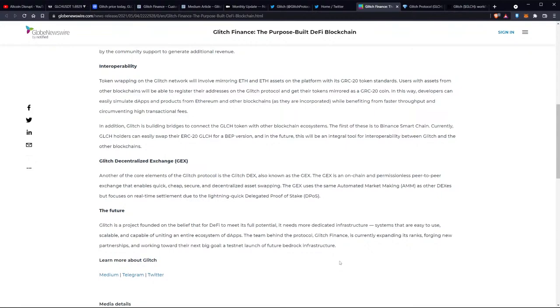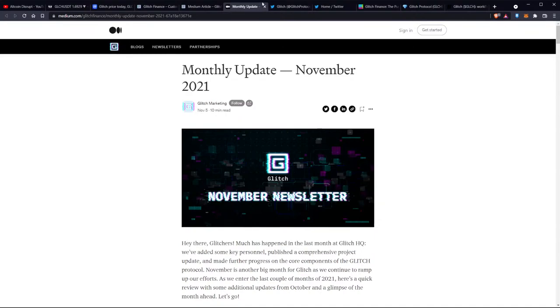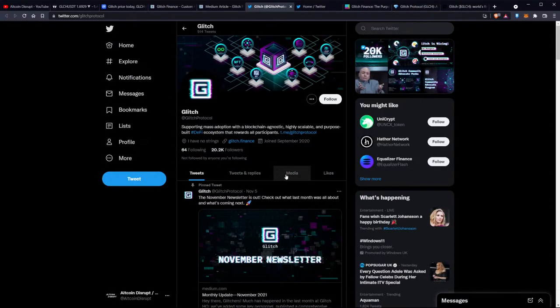So Glitch is a project on the belief that DeFi can meet its full potential, as we were speaking of before, right? And we were talking about the capabilities of uniting the entire ecosystem of dApps. Now, the team behind the protocol, Glitch Finance, is currently expanding its ranks, forging a new partnership and working towards their next big goal. So a testnet launch of the future Bedrock infrastructure. Now, we do have some alternative links to get us some more information on this, and we will go to Medium for that to get us some more updates and information on the Glitch protocol, the Glitch Finance token itself.